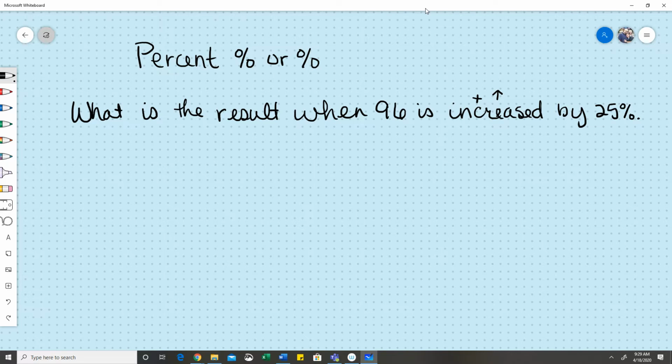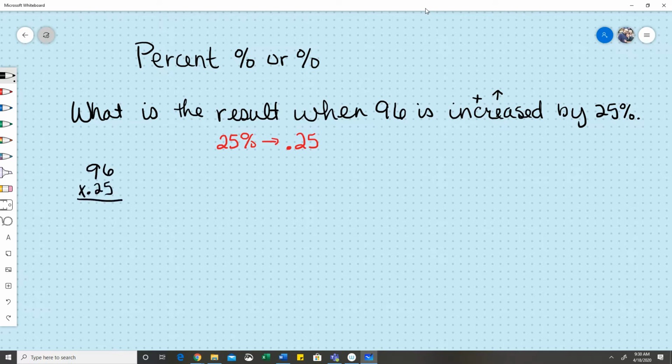Okay. We have this 25%. We want to convert 25% to a decimal because that's what we have to multiply by. We can't multiply by a percentage, so we're going to convert that to a decimal, and it becomes 0.25. Okay. So then I'm going to take my 96. I'm going to multiply it by 0.25.